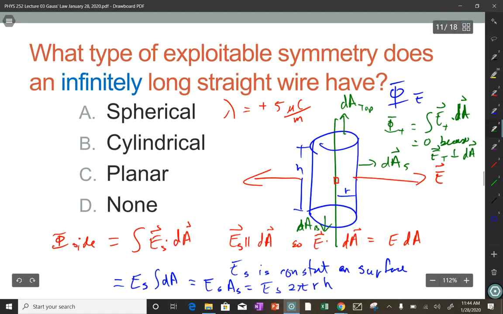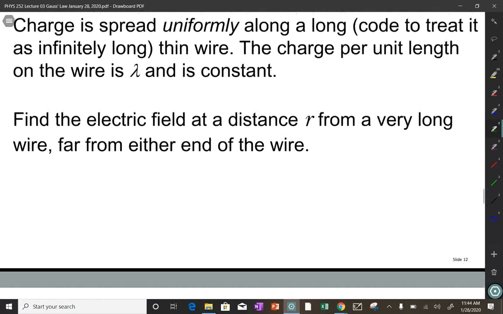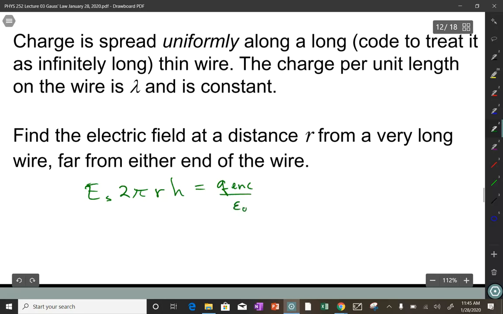So the flux on the top is 0, and likewise the flux on the bottom is 0. So it turns out the side is the entire flux. Now, if we're going to use Gauss's law, we'll continue on the next slide where I gave the problem definition. What we have is the electric field on the side times 2 pi R h is equal to the charge enclosed over epsilon 0.